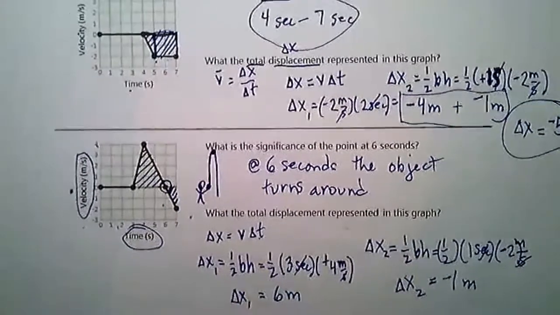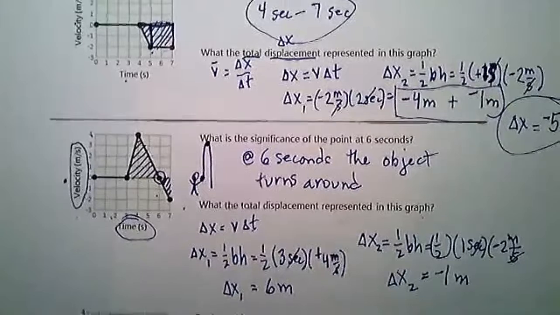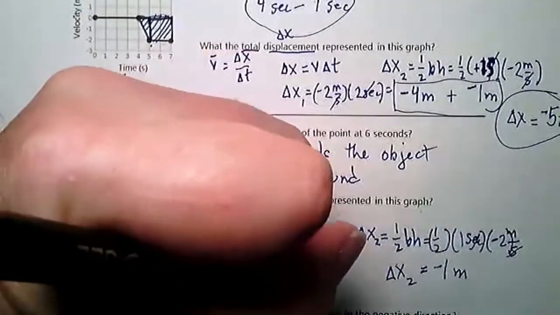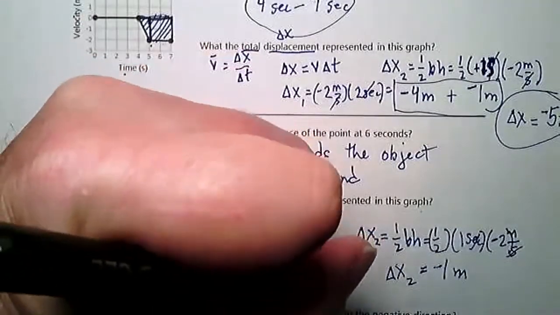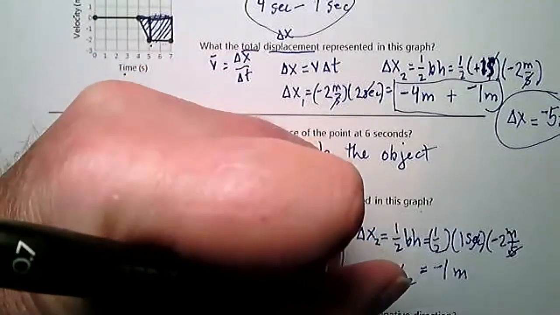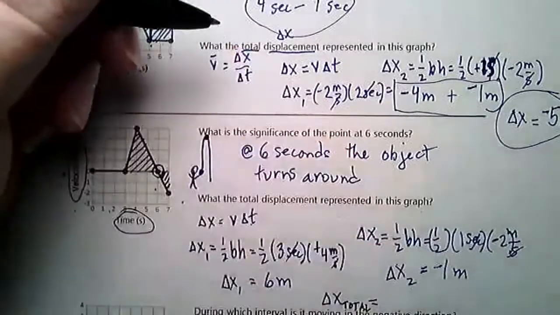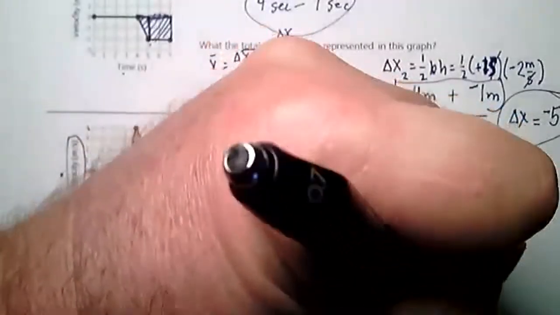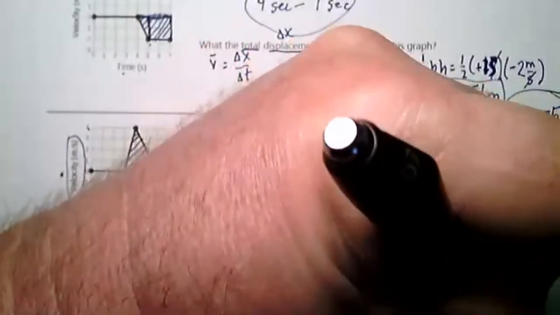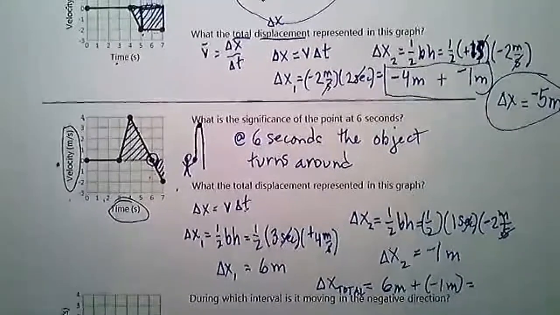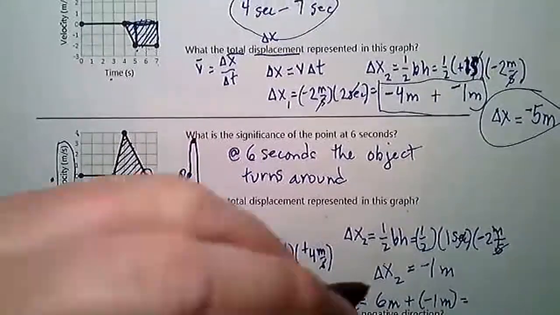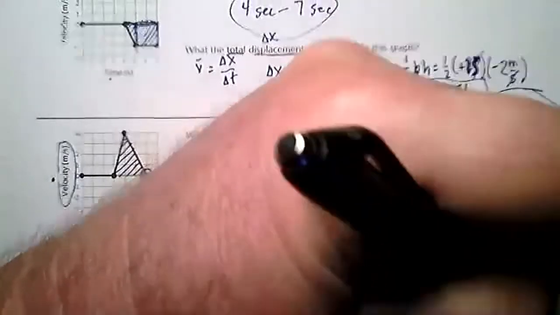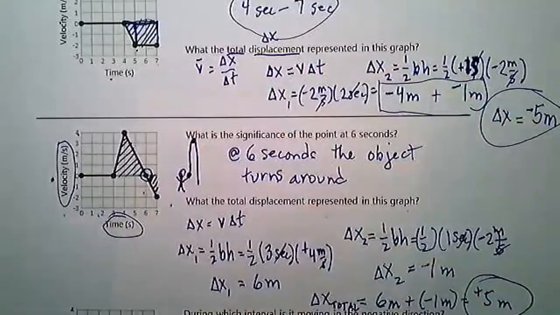One last thing to do, just combine these two. So if I want the total displacement, I'm just going to add these two together. So I'd have 6 meters plus -1 meter. So my displacement here is going to be +5 meters. That's my answer for that.